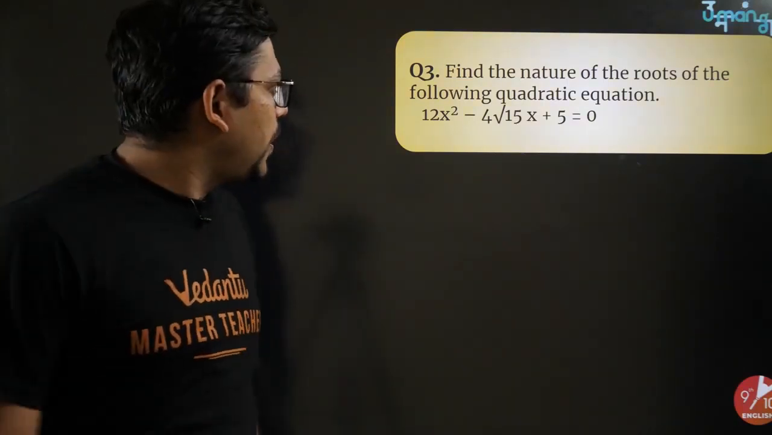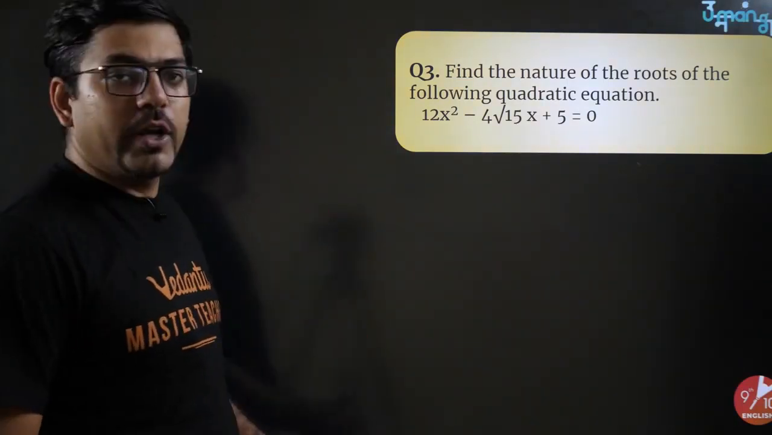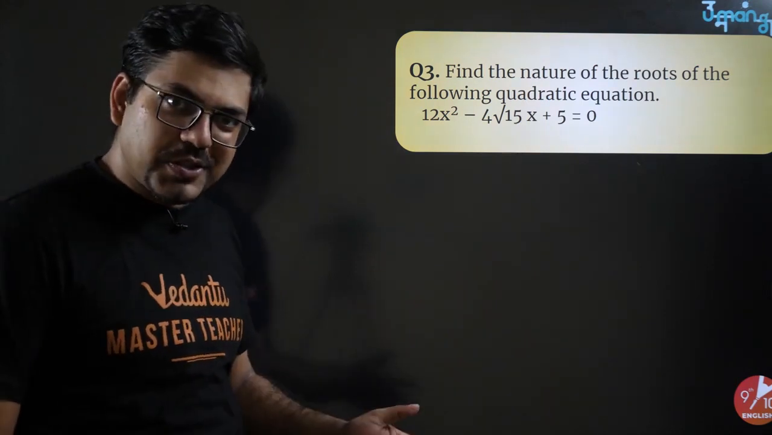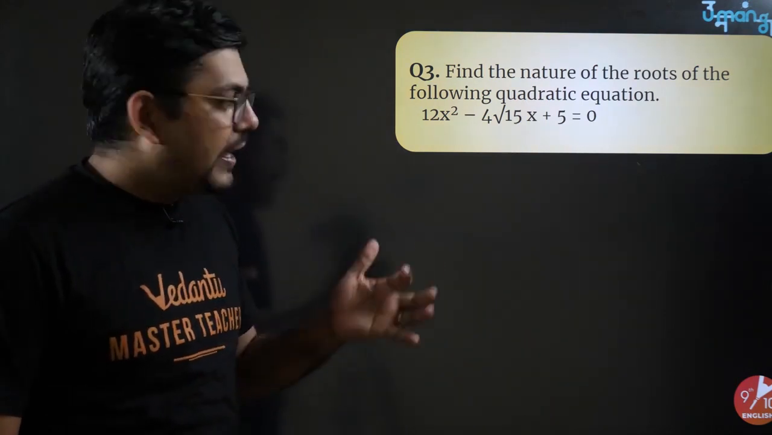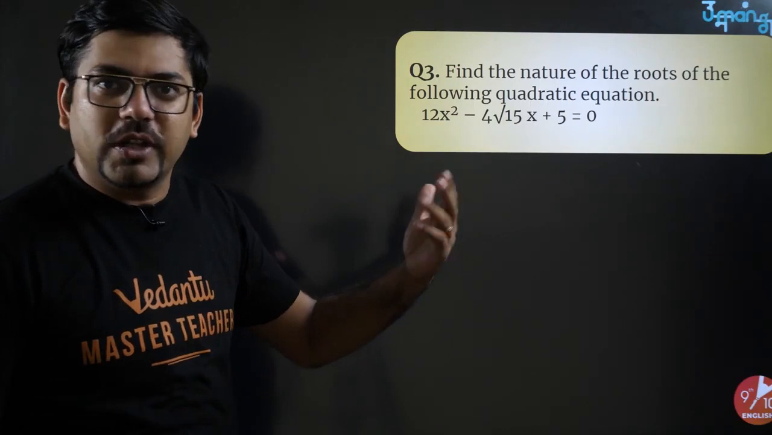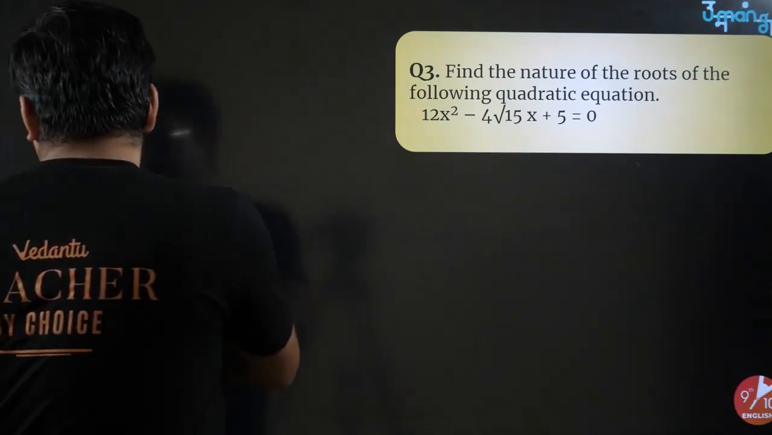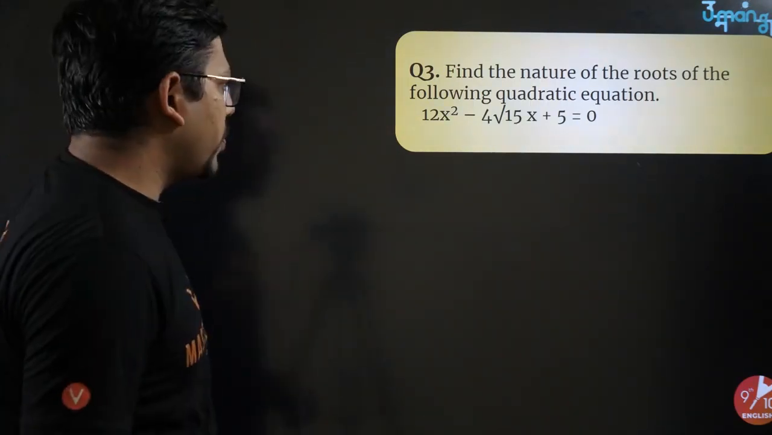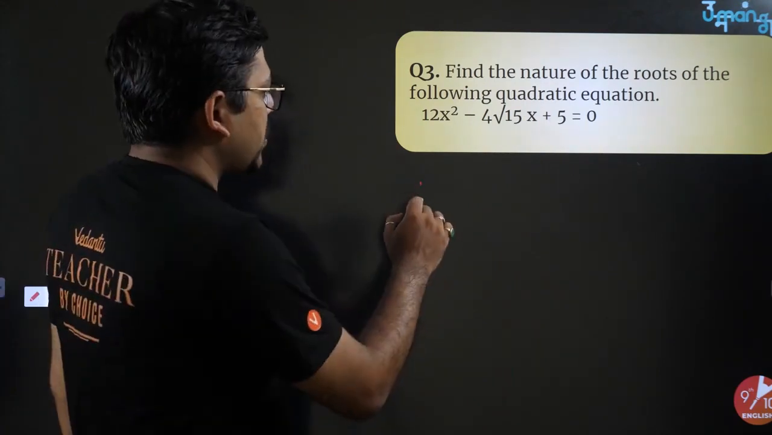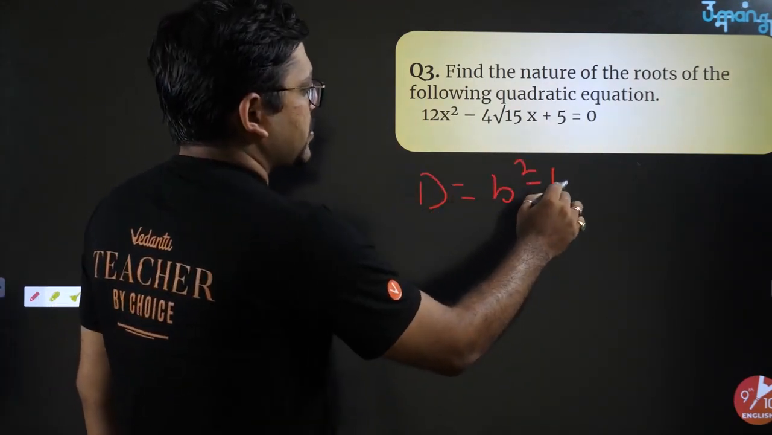The next question talks about finding the nature of the roots of the following quadratic equation. So almost the same question. You have to again find the value of d, and that value of d will actually tell you the nature of zeros, isn't it? So let's try to find it here as well. So what we have to do? We have to find d. So d is again b square minus 4ac.